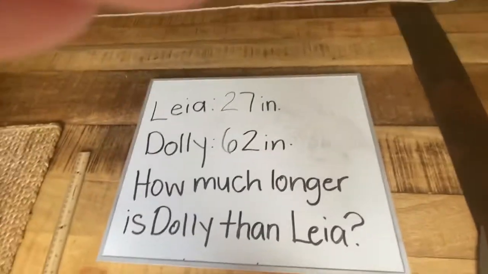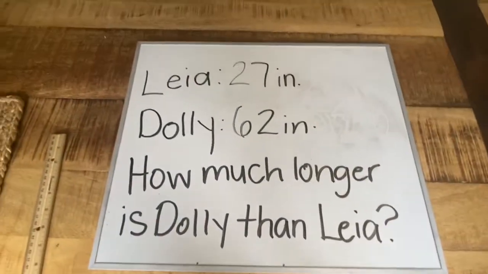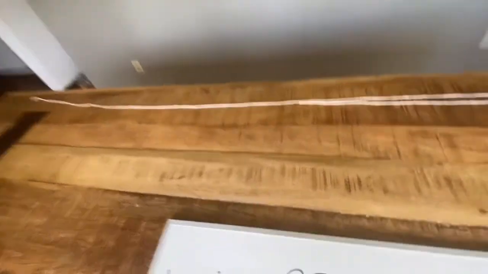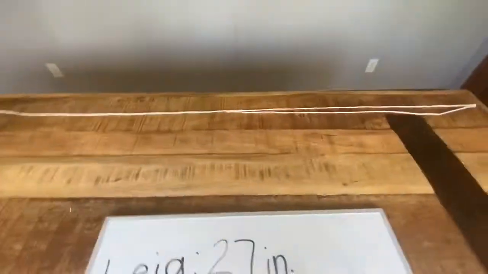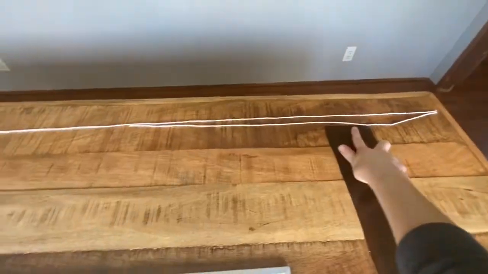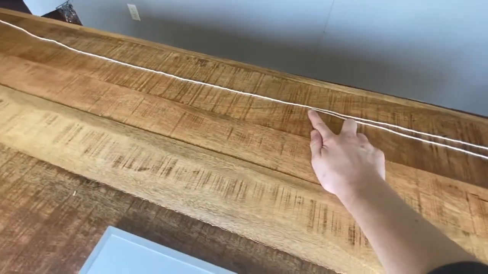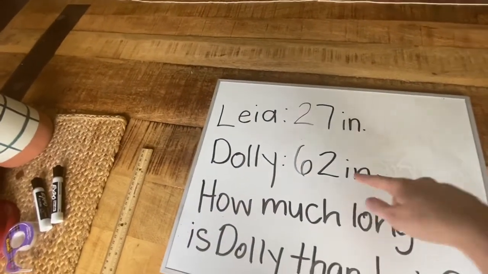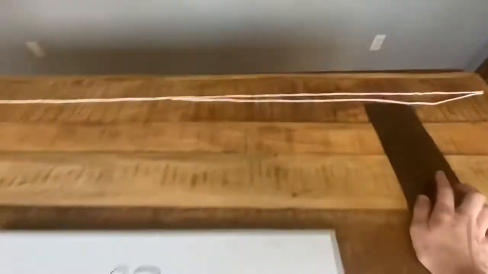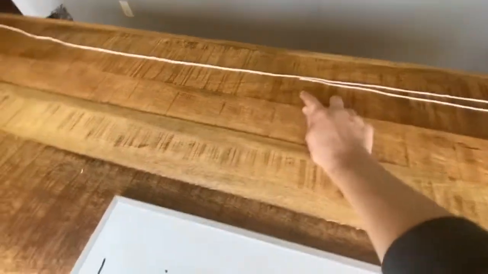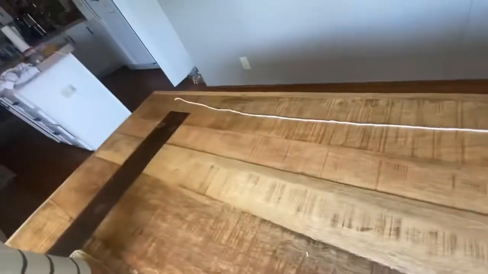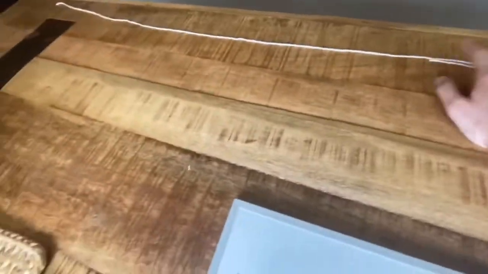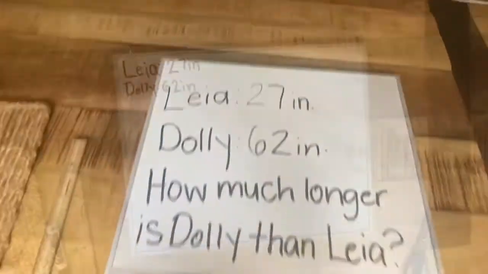Okay, friends, so we're going to answer the question, how much longer is Dolly than Leia? And I've got our strings still laid out. So what we're trying to figure out is that they're the same up until this point. Leia is 27 inches long and Dolly is 62 inches long. So they both have the 27 inches, but Dolly's keeps going. So that's what we're going to figure out.